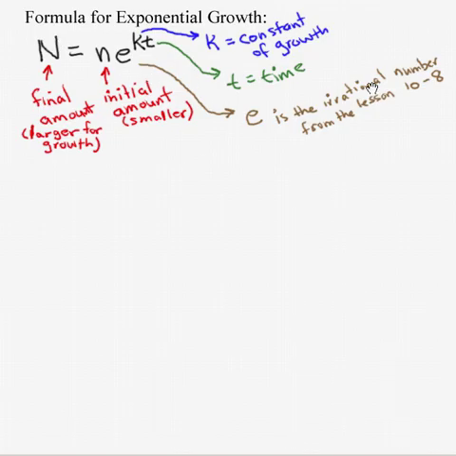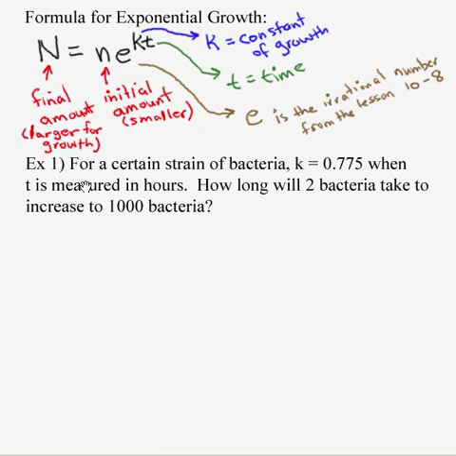So e is that irrational number that we learned in section 8. k is the constant of growth, how fast things are growing, and t is time, which could be measured in seconds, minutes, hours, days, years. So let's look at an example.